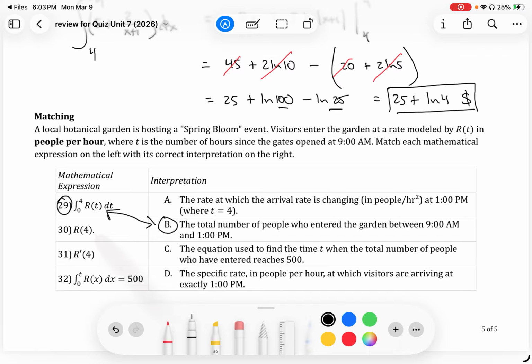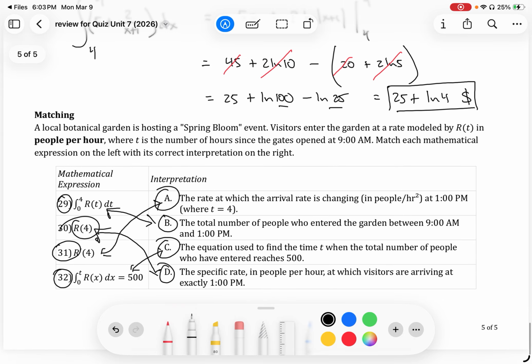R of 4 is how quickly people are entering at 1 p.m. That's this right here. The rate at which the arrival rate is changing at 1 p.m. is this right here. And finally, the equation used to find the time t when the total number of people who have entered reaches 500 is this right here. Okay, so we matched it up, and that is it.